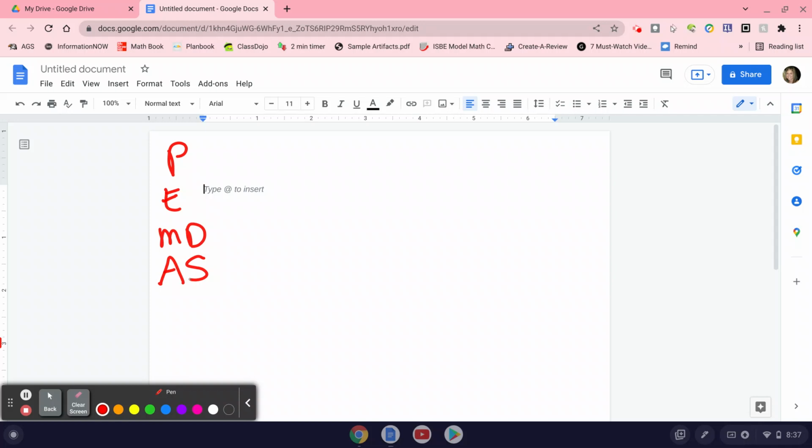PEMDAS. What operations do those stand for, Harper? Parentheses, exponents, multiplication, division, addition and subtraction. Okay, parentheses, exponents, multiplication and division, addition and subtraction. Why do you think I put the MD together and the AS together, Brady? Because if you have multiplication and division in the same problem, you go from left to right, and whichever one comes first, you do. Yeah, it's not always multiply and then divide. If you have multiplication and division, you start on the left and work to the right.